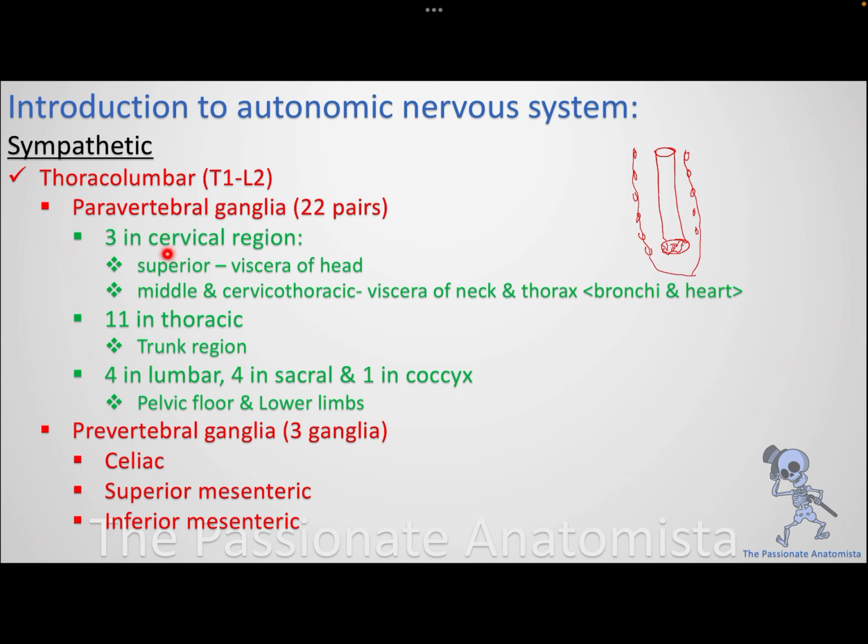And these ganglia are composed of 22 pairs, all right, 22 pairs: 3 in cervical region, 11 in thoracic, 4 lumbar, 4 sacral, and 1 coccygeal, all right?